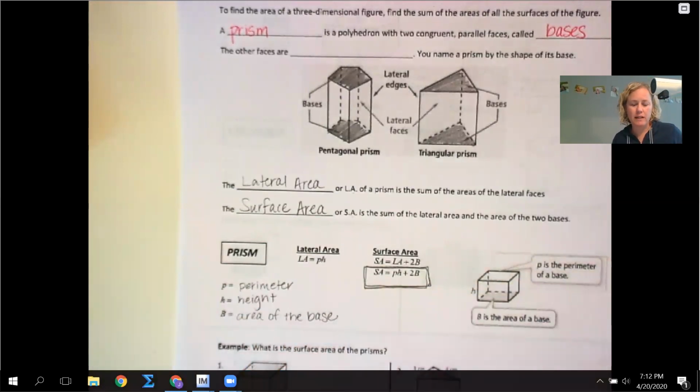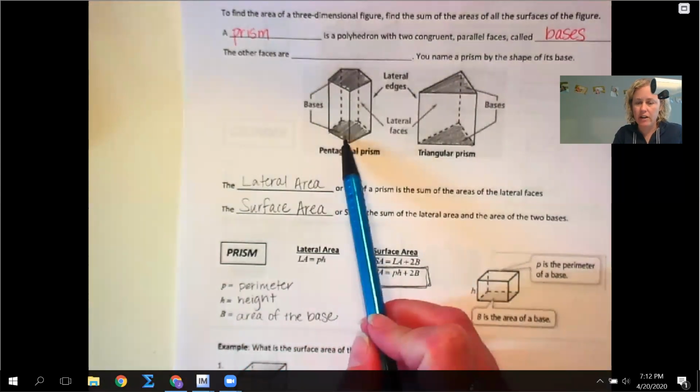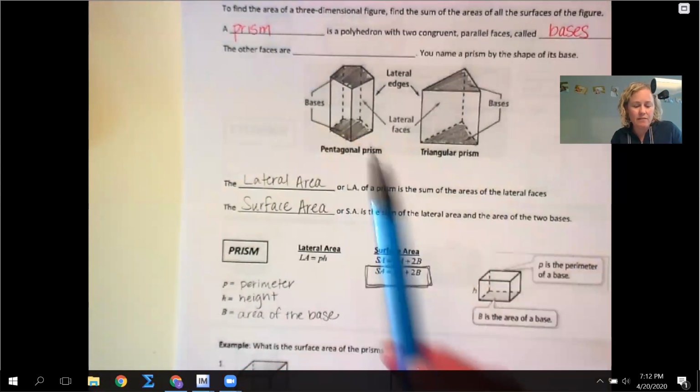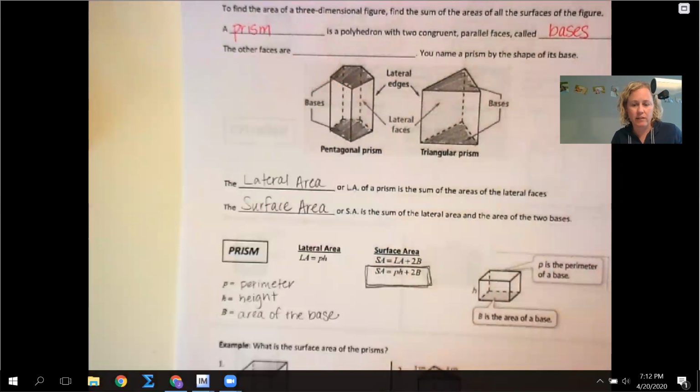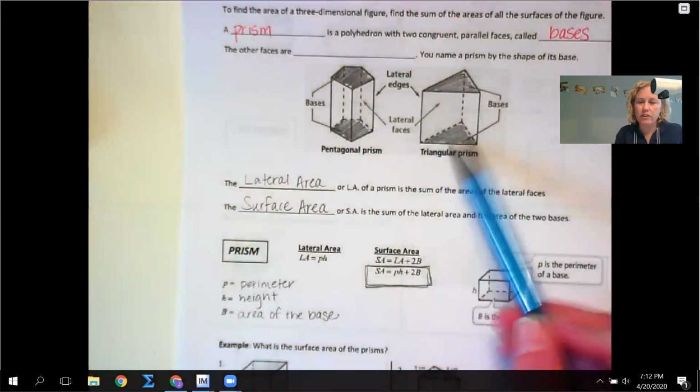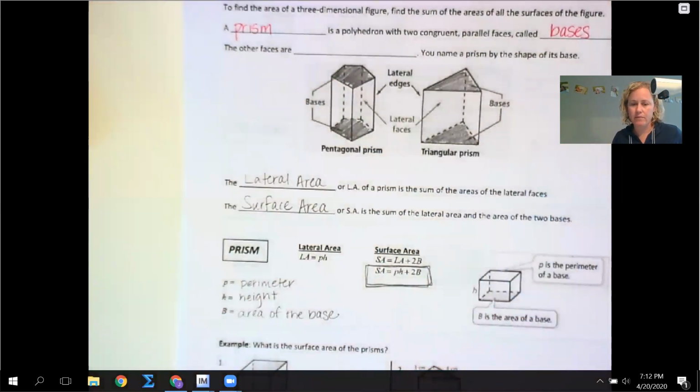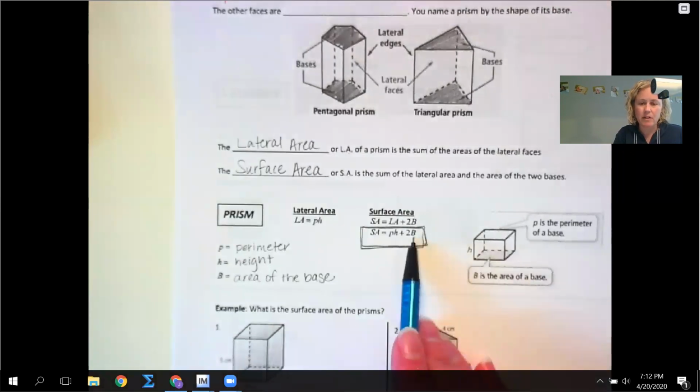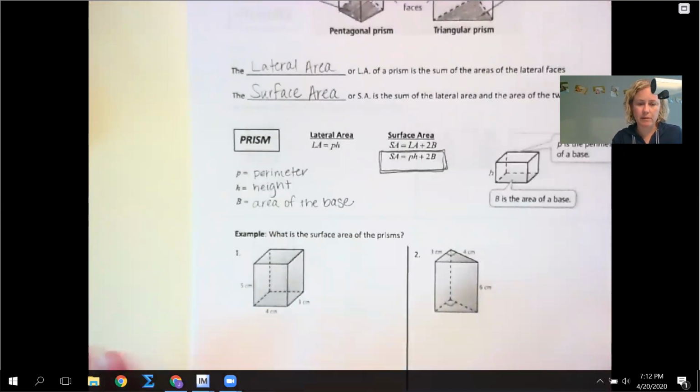So if your base is a pentagon, you'll have to find the area of that pentagon. You're not gonna find it on your shape, you're gonna have to calculate it. If your base is a triangle, you're gonna find the area of the triangle, okay? So capital B is something you're gonna have to calculate. You're finding the area of the base. Now let's try two problems, okay?